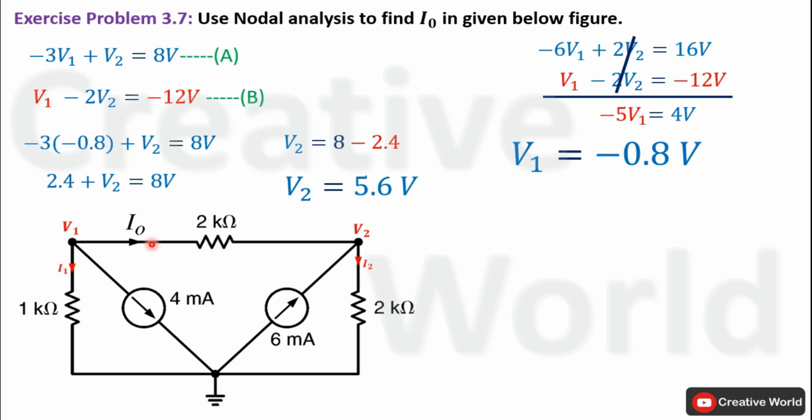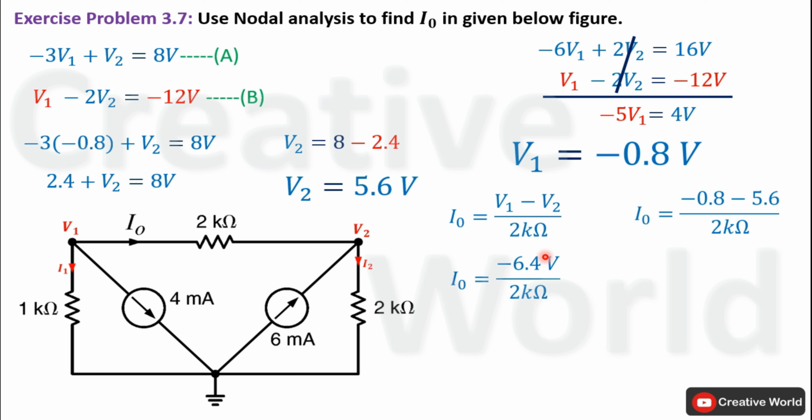Now as we discussed earlier, if we succeed to find out voltage V1 and V2, we will be able to find out the value of current I0. Because current I0 is equal to V1 minus V2 divided by 2 kilo ohm. Replace these two variables with their respective values. Minus 0.8 and minus 5.6 will become minus 6.4. Now divide minus 6.4 volt with 2 kilo ohm. The value of current I0 will be equal to minus 3.2 milliampere.